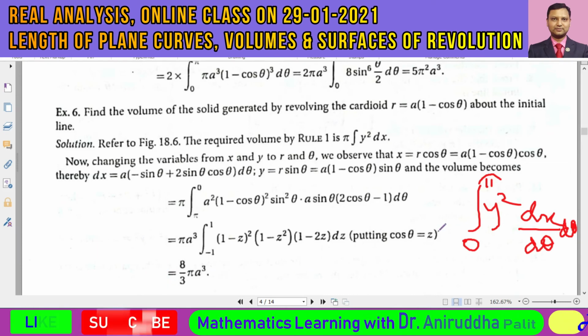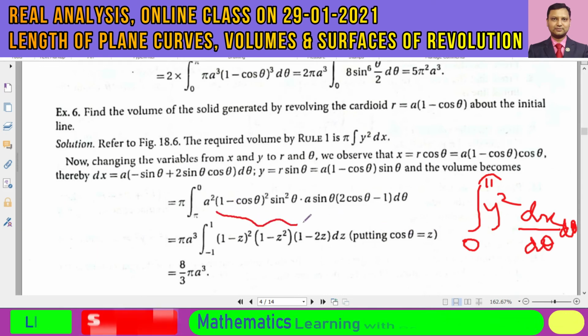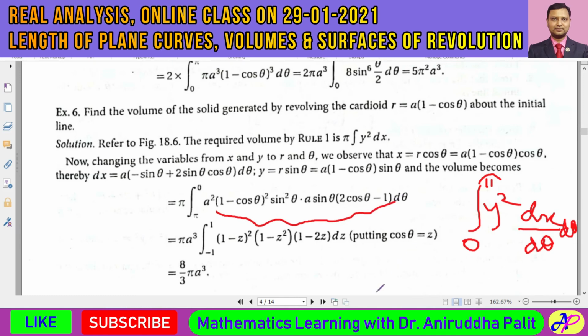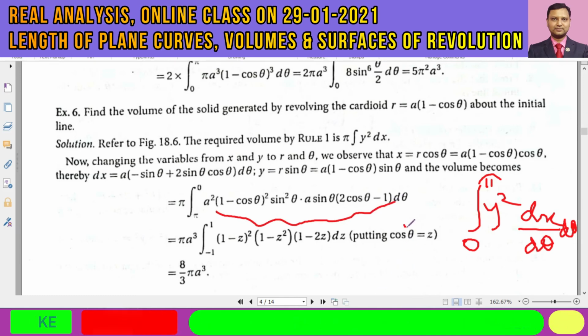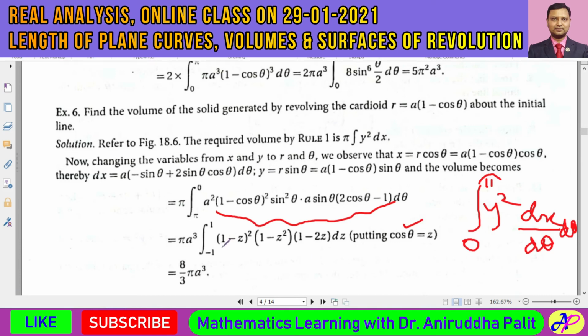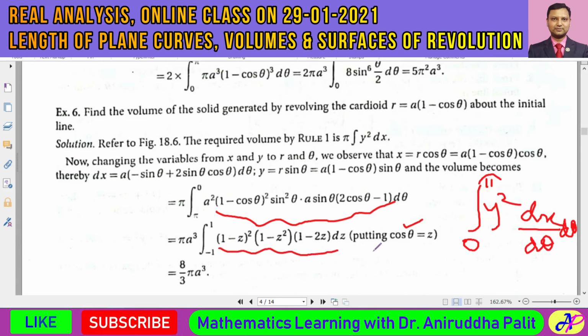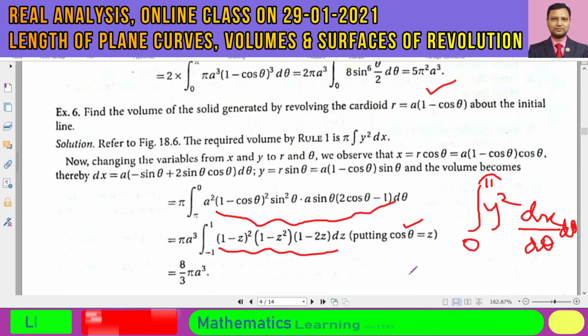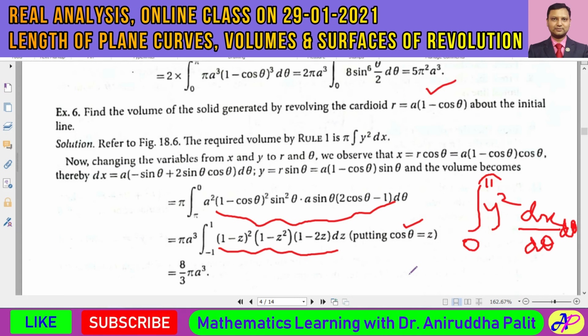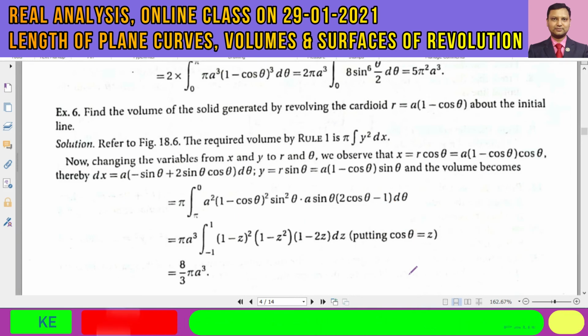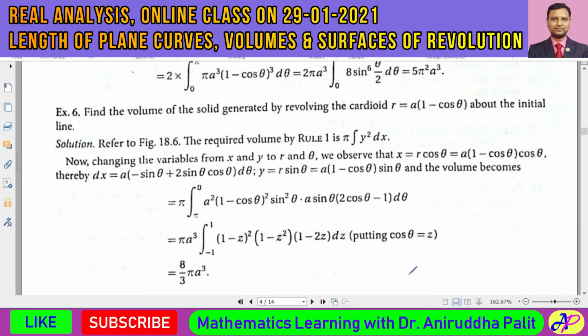So it doesn't matter. But the problem is that if you look at this expression, the expression is not very simple at all. Even if you put cos theta is equal to z, this is a complicated expression, and computation of such an expression in an exam would be a difficult task. So that's why my advice is to attempt this kind of question at last. If you do not have any other option, then only attempt this kind of question. So that's all about the volume of revolution.